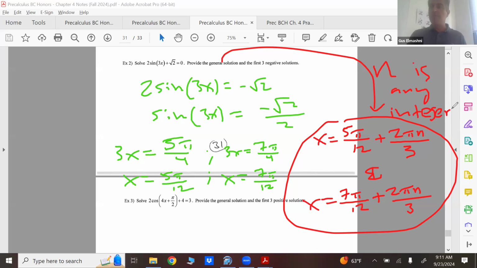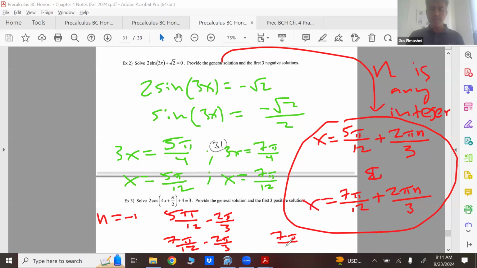Okay, first 3 negative solutions. So what I'm going to do here is simply use my general solution to get the negative solutions, and we'll go to Desmos just to verify this. So let's say n is -1. Then I'm going to have 5 pi over 12 minus 2 pi over 3. Also, I'm going to have 7 pi over 12 minus 2 pi over 3. And I'm going to have 7 pi over 12 minus 4 pi over 3.